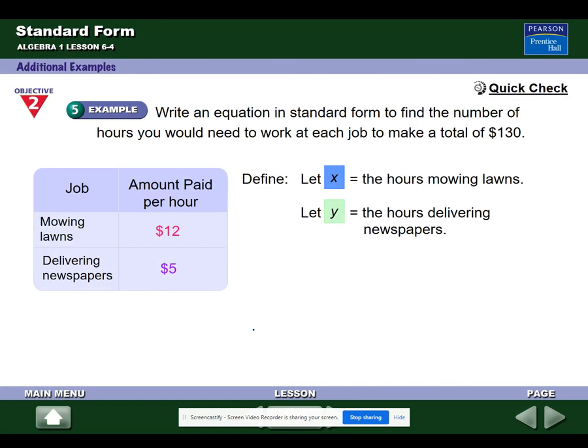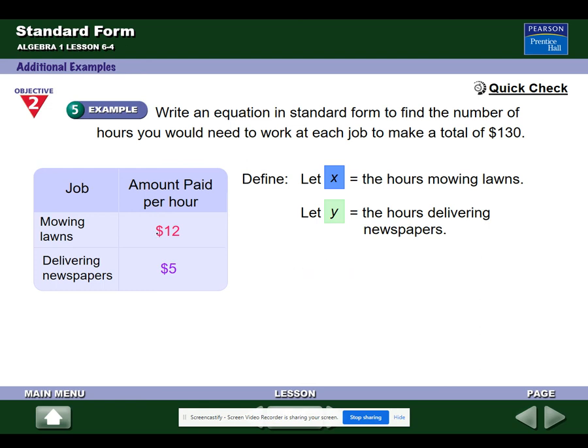So then we're on to this last problem, which says write an equation in standard form to find the number of hours you would need to work at each job to make a total of $130. You mow lawns for $12 an hour. You deliver newspapers for $5 an hour. Now they're defining the variables for us here, so we will use x and y. You could use different variables if they didn't give you any direction, like M for mowing and D for delivering, or L for lawn and N for newspaper. But they have said use x for lawn mowing and y for delivering newspapers, so we'll do the same thing.